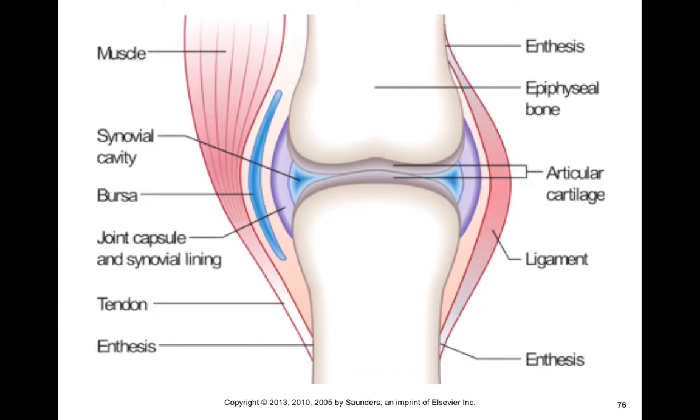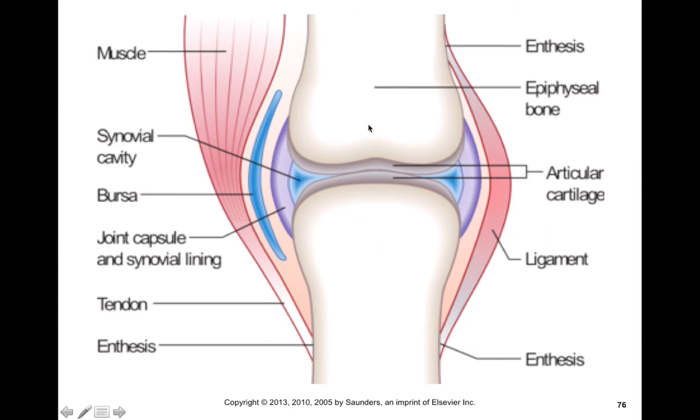So what this slide shows is just a summary of the synovial joint. We're seeing the ends of two long bones here. So this is the epiphyseal side of, let's say, your humerus. Let's say this is the epiphysis of the radius. And you can see this is where they would articulate.